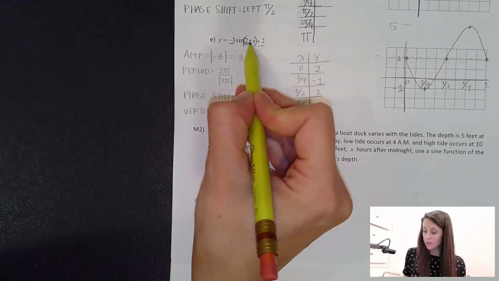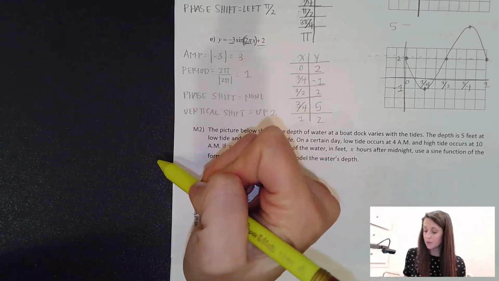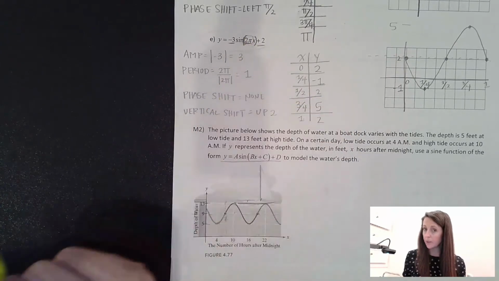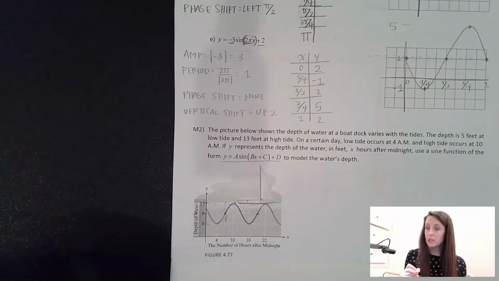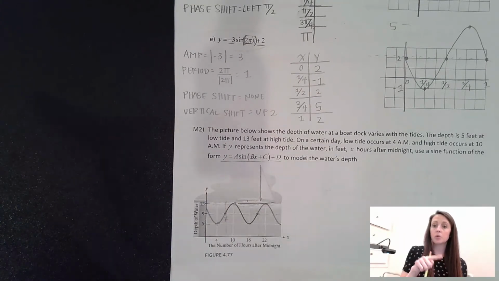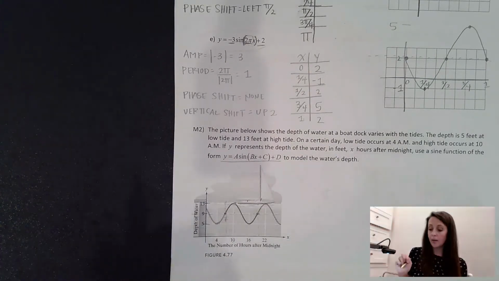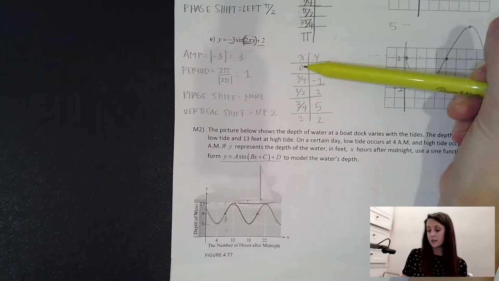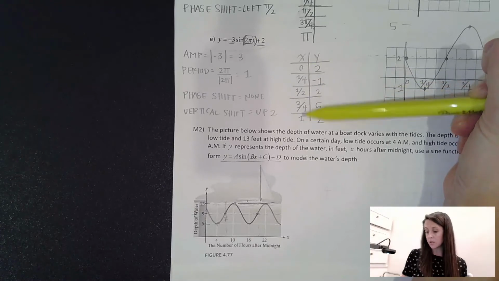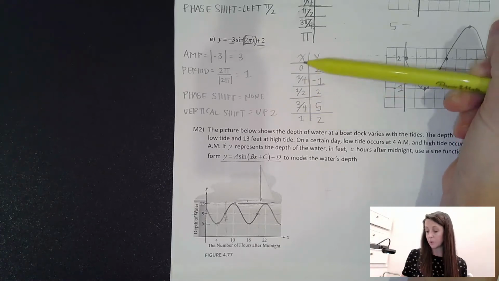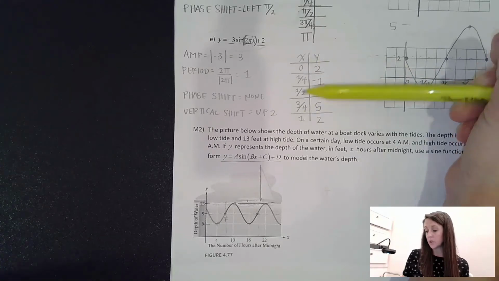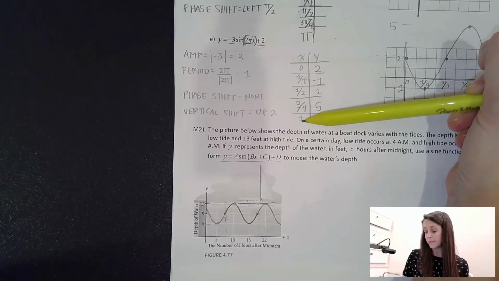Your period is going to be 2π divided by the absolute value of your b, which is 2π. So your period is just going to be 1. That means one full cycle of your sine graph is going to go from 0 to 1. To find one period of your sine curve, you need to find some values in between 0 and 1 to graph.